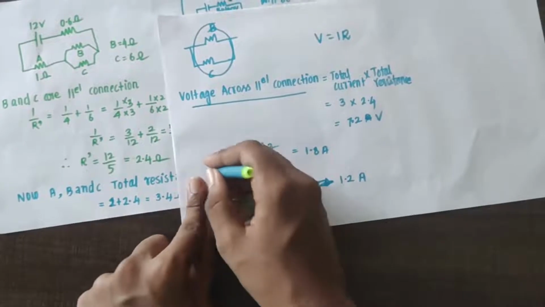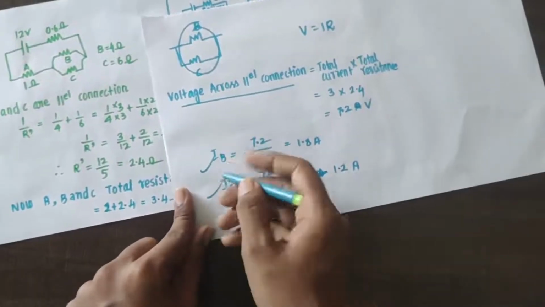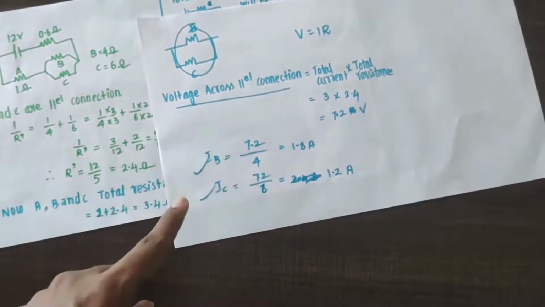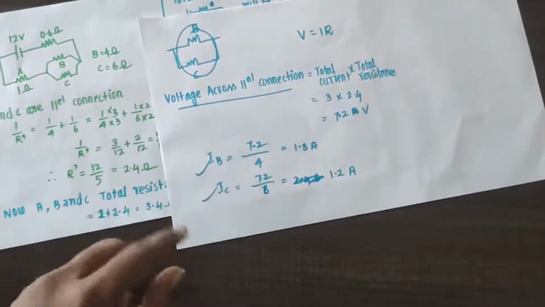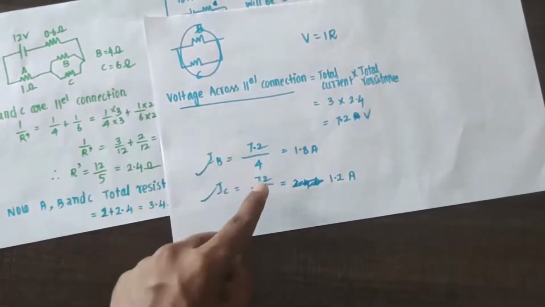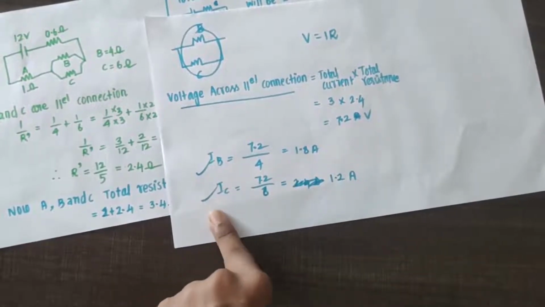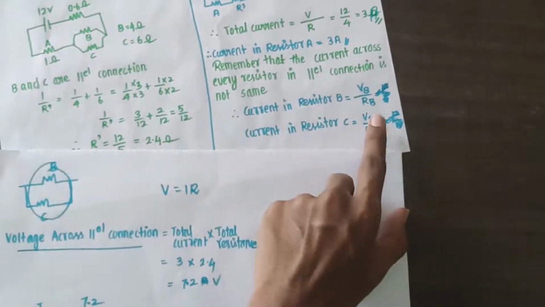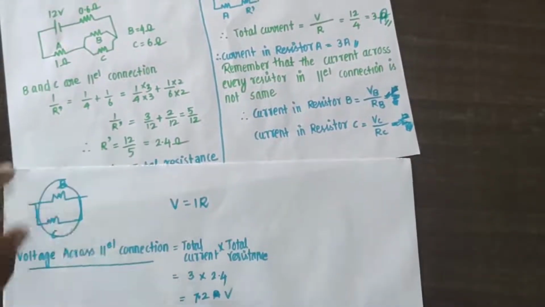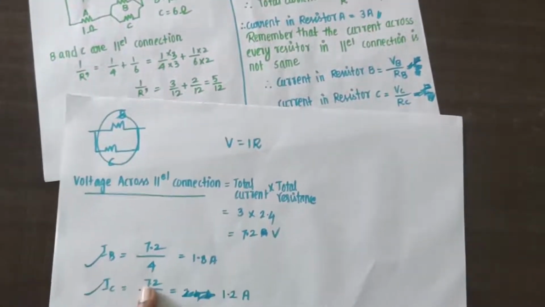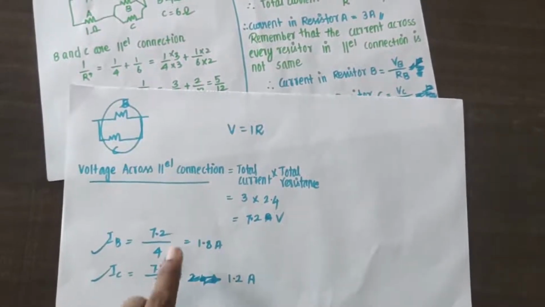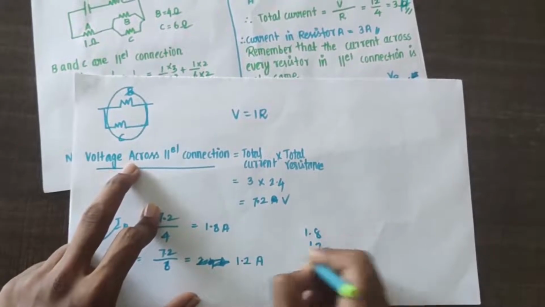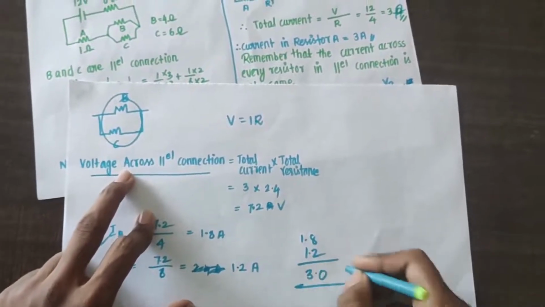Now you can easily find the current across B and across C. That will be VB divided by RB, and for C it will be VC divided by RC. 7.2 divided by 4 is 1.8 ampere. Then for the current across C, the voltage across resistor C divided by the resistance of C, 7.2 divided by 6, is 1.2 ampere. Add 1.8 plus 1.2, and it comes out to be 3 only. So our answer is correct.